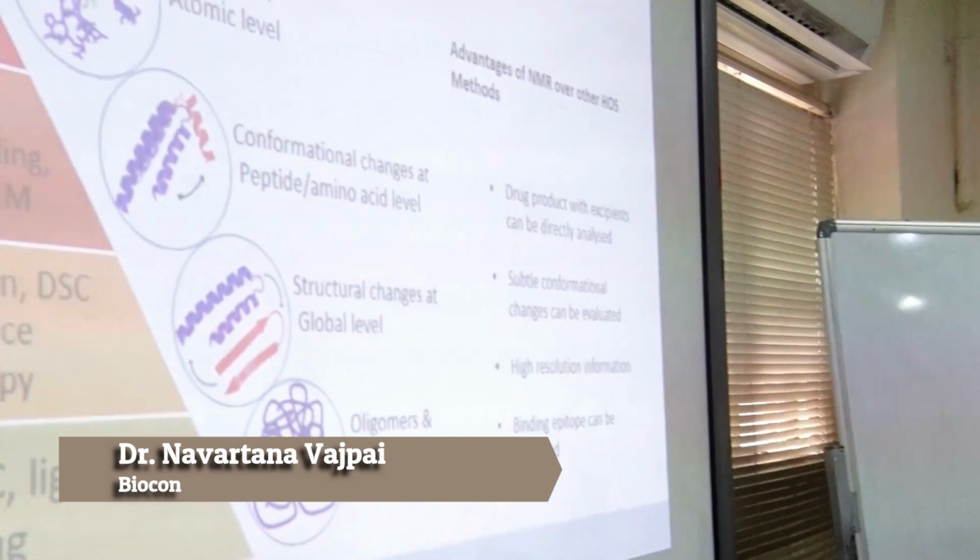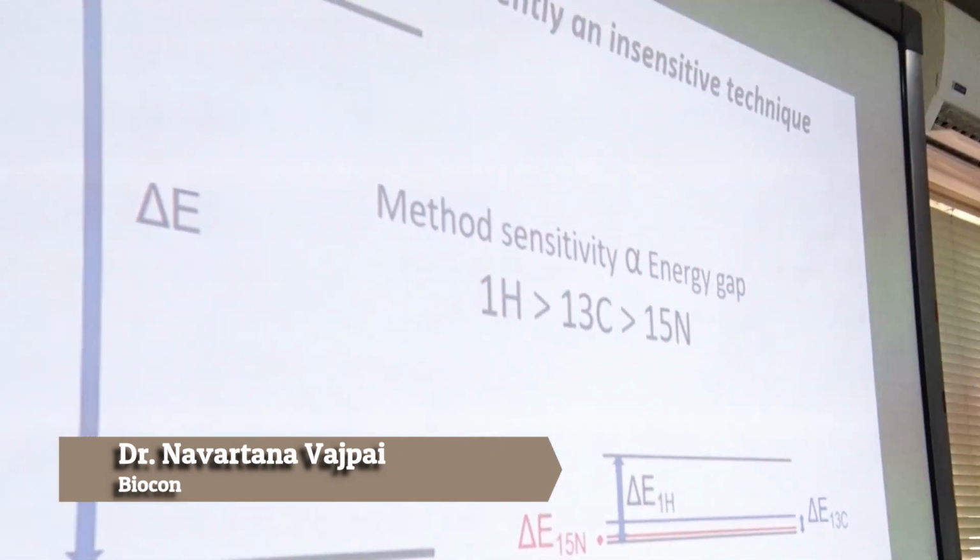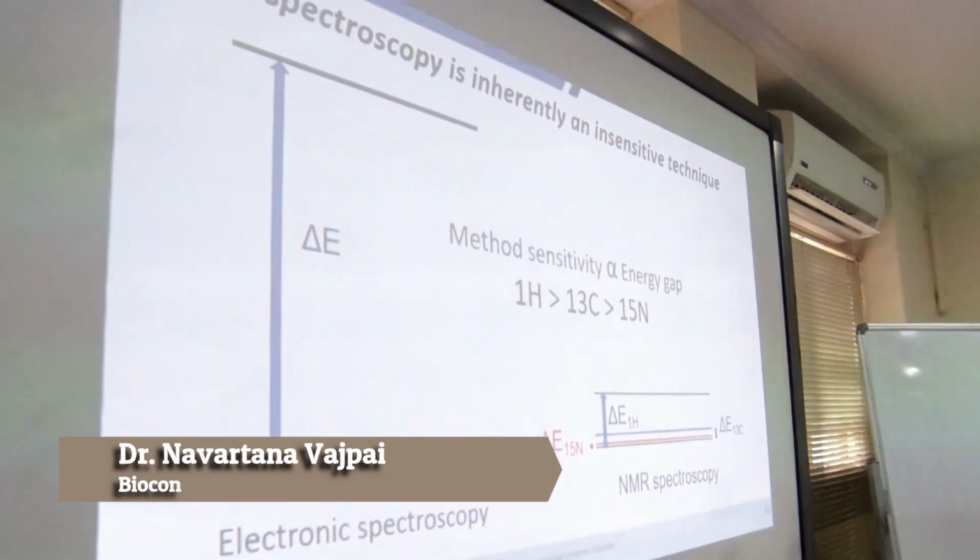One very important point which NMR can also identify is the binding epitope, which Dr. Ashutosh did not mention, but I will show you one slide of how we can identify the epitope of your drug product or the other way around.